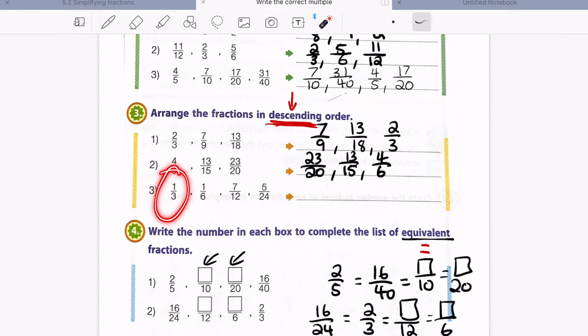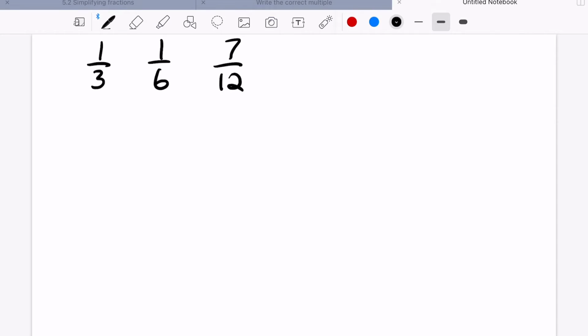New page. All right. So here we have 1/3, 1/6, 7/12, 5/24. So let me write that down on a blank page. We have 1/3, 1/6, 7/12, and 5/24. So we're going to look at the denominator. What number can we make it all the same? These are all multiples of 3. So we can turn it into, 24 is our highest, right? So let's turn it all into 24ths.